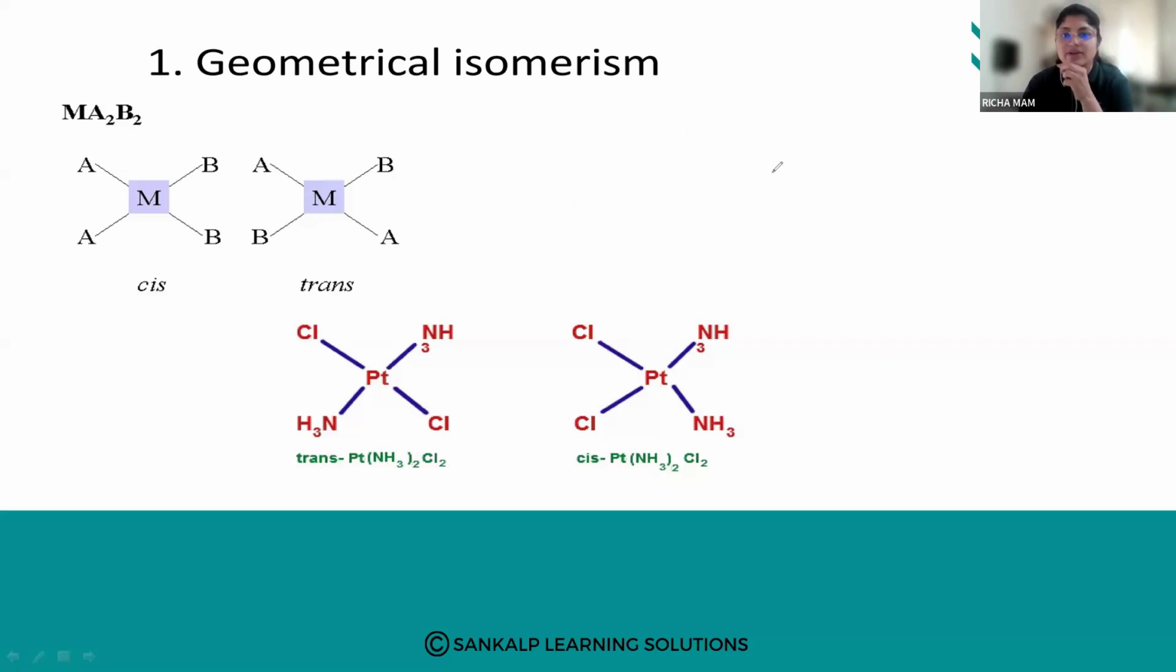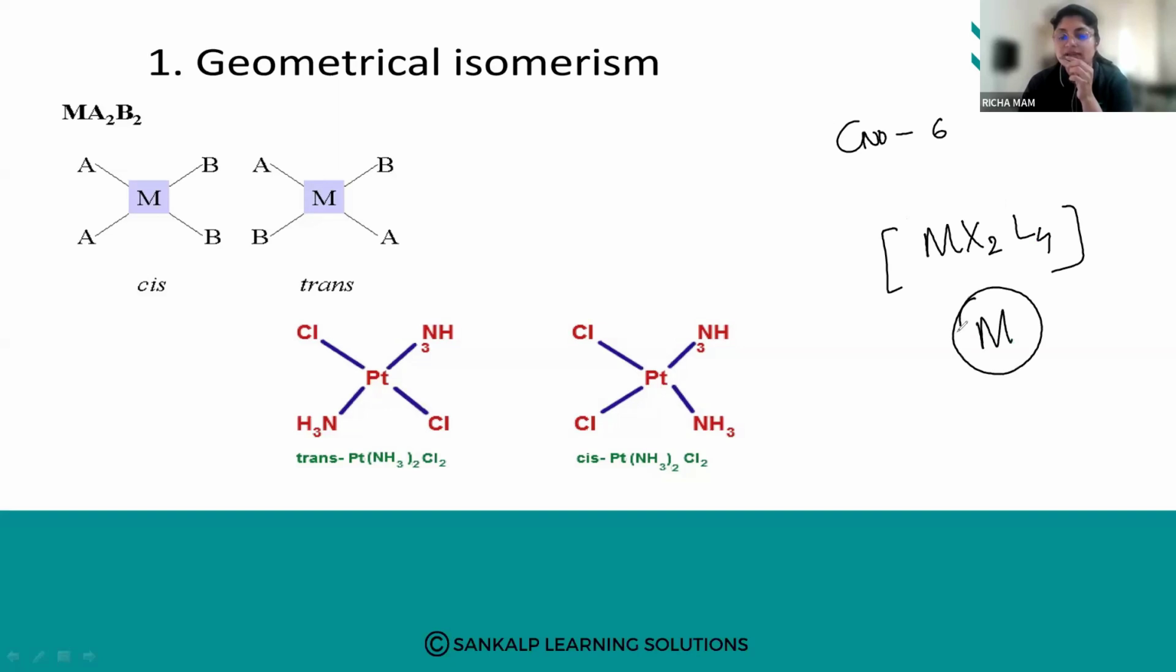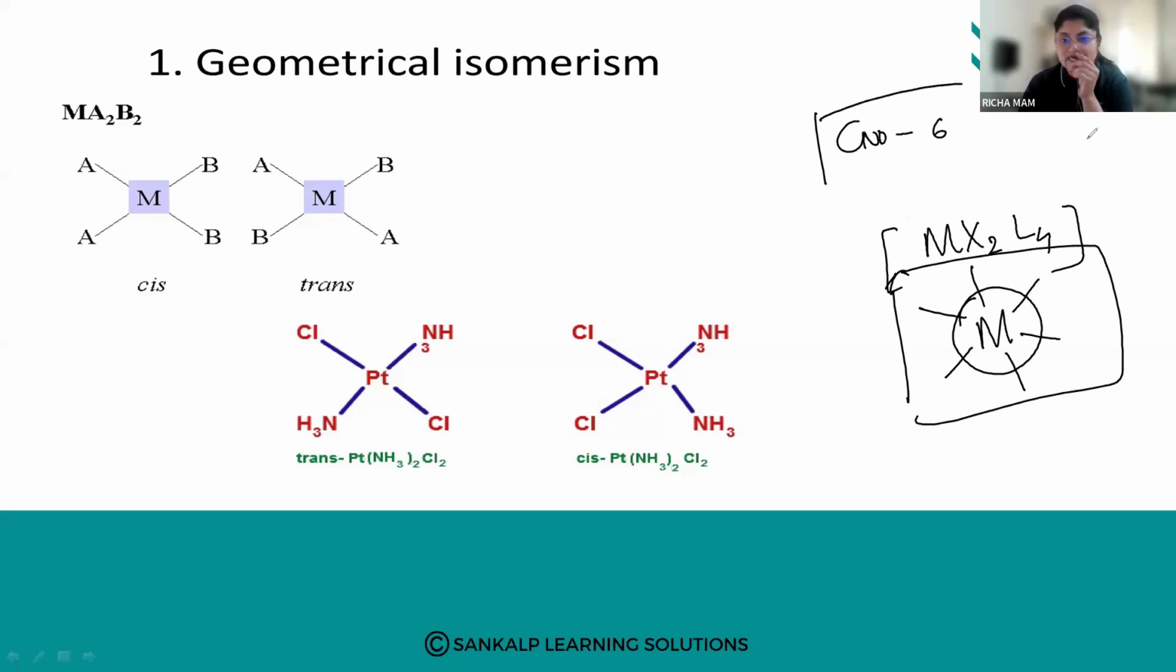Next we are going to see the geometrical isomerism in complexes with coordination number 6. What do you mean by coordination number 6? Metal is there, and two types of ligands are there. The number of ligands around the central metal atom is 6, so this is coordination number 6. So let us discuss geometrical isomers in complexes with coordination number 6 in the next class.